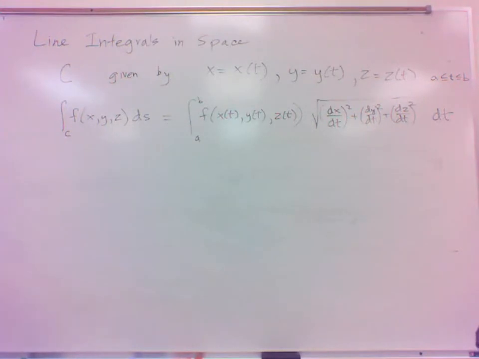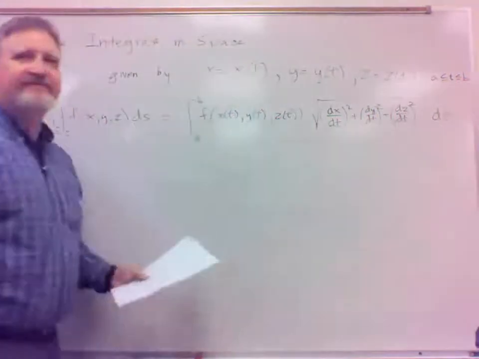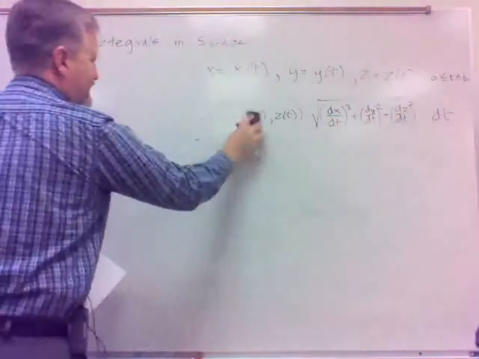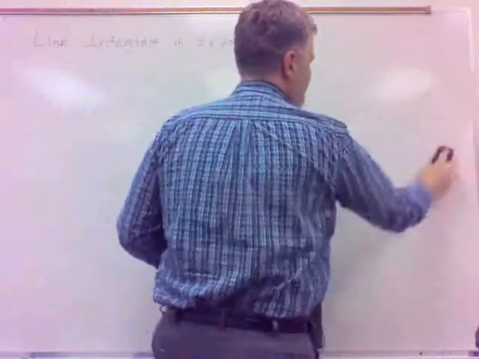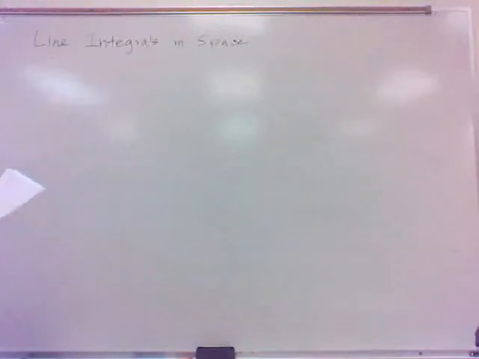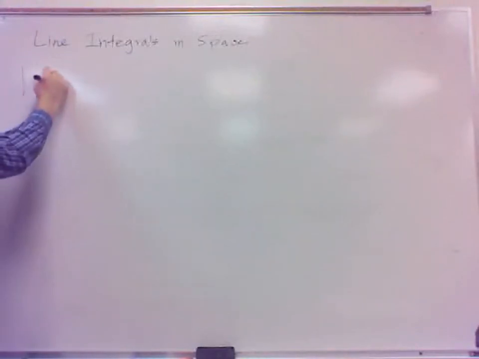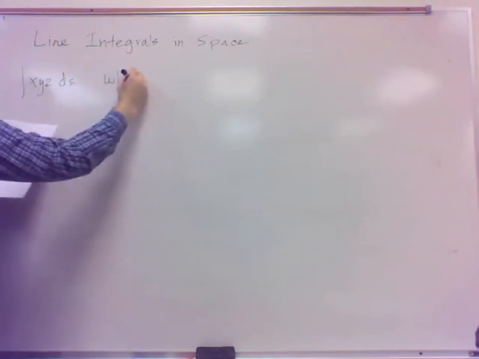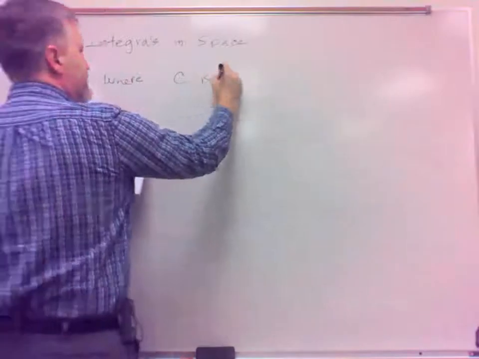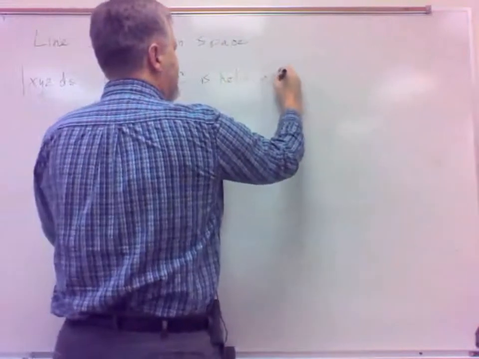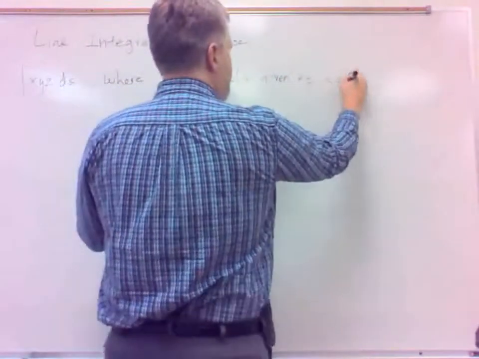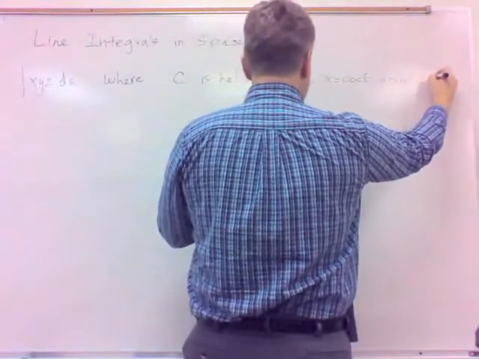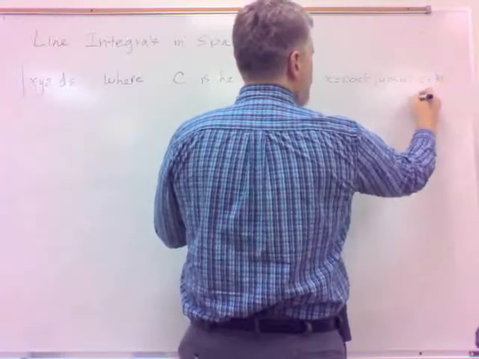Okay, so let's do one of those. All right, so let's evaluate the integral of x, y, z ds, where C is the helix given by x equals cosine t, y equals sine t, z equals 3t, and t here I'm going to run from 0 to 4 pi.